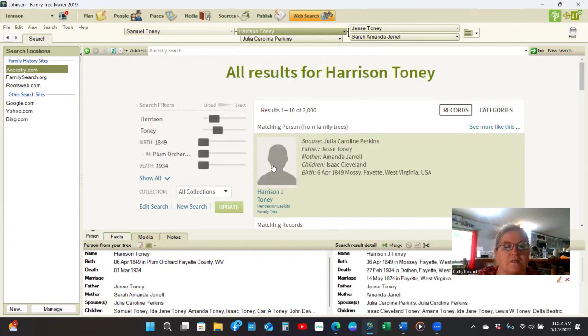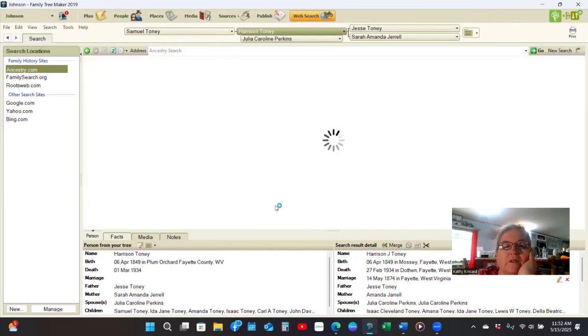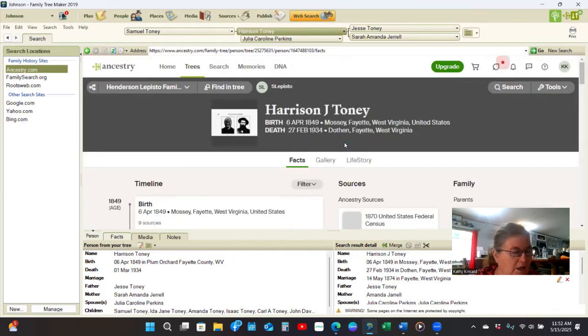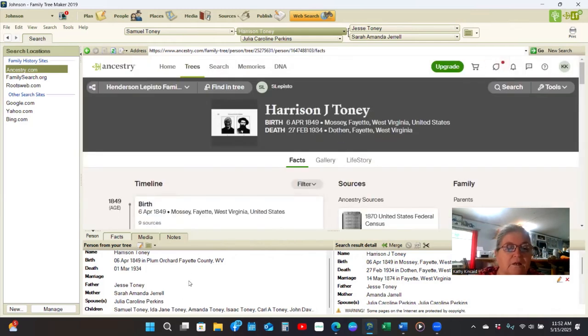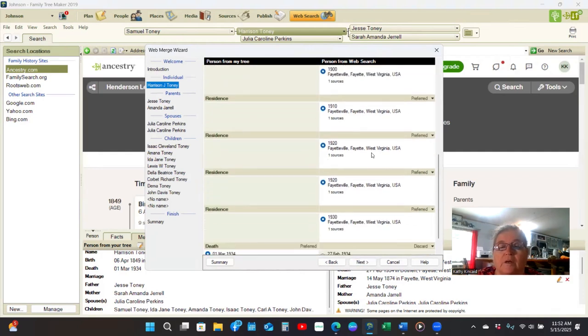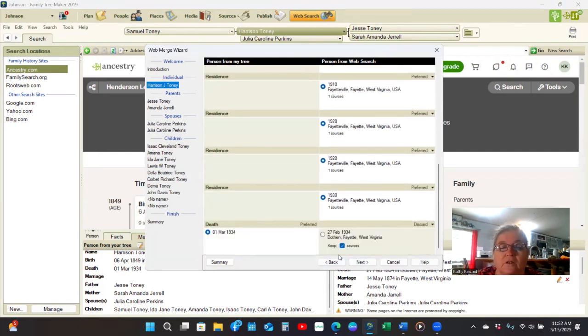Okay, so Harrison Tony. Julia Perkins, that is who he's married to. So that is him. Let's go into this Henderson file and see what he has. He has the same thing that I have. Oh, and he has pictures. Awesome. So what we're going to do is merge this detail into here. Harrison J, because I don't have the J in there. Make sure everything else looks good.